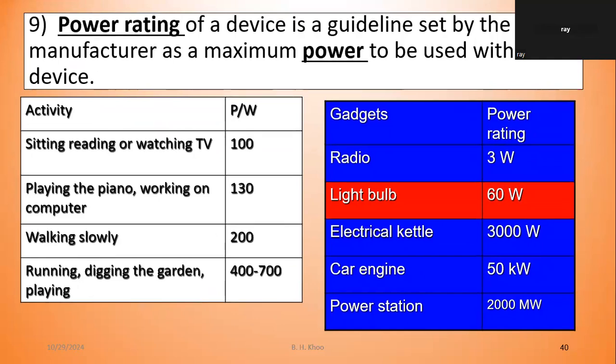Okay, sitting, reading, or watching TV, your power rating basically tells you the maximum power used by a device. So the maximum power you use is 100 for sitting. It can come out like light bulb. They can ask you the power rating of light bulb: 60, 100, 120. Right? Kettle also can come out. Whereas for heating, the power rating is higher. So this one you need to memorize.